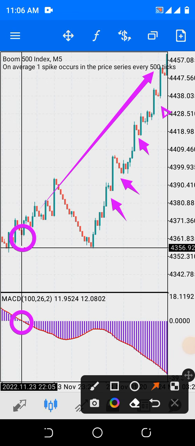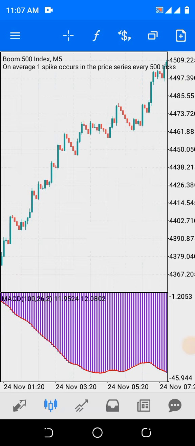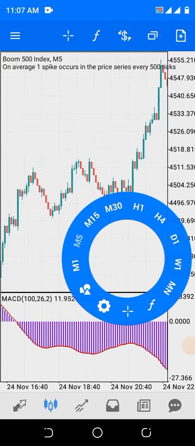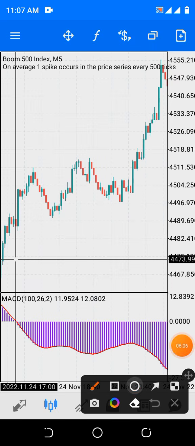Boom 500, time frame is 5 minutes. Only buying signals. We don't sell. Look at here, this is another crossing. I want you to make your entry here, at the crossing. And this is extra profit for you.